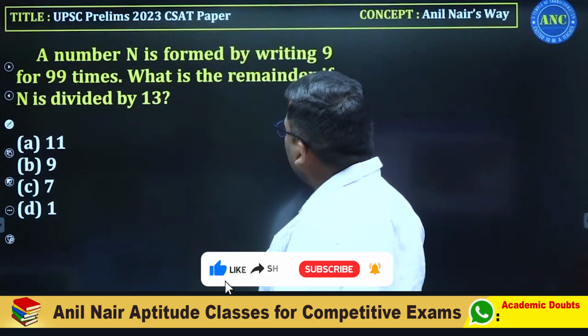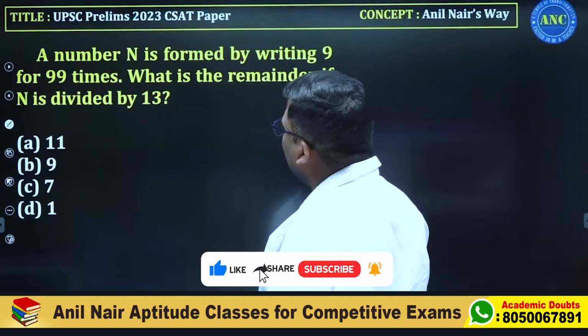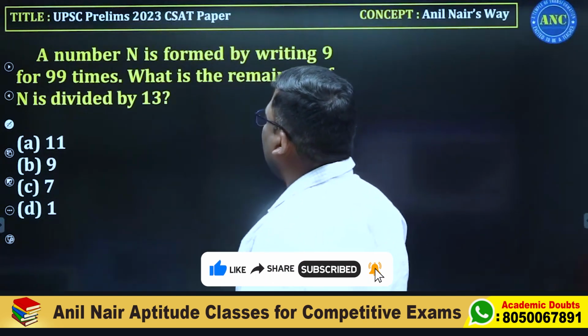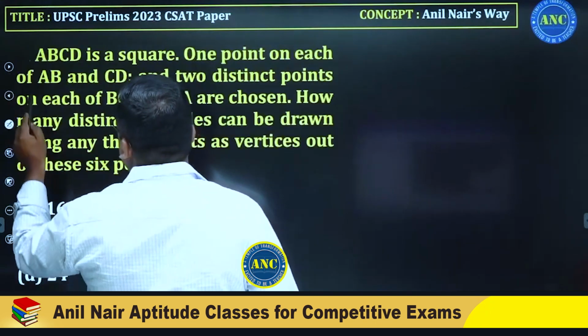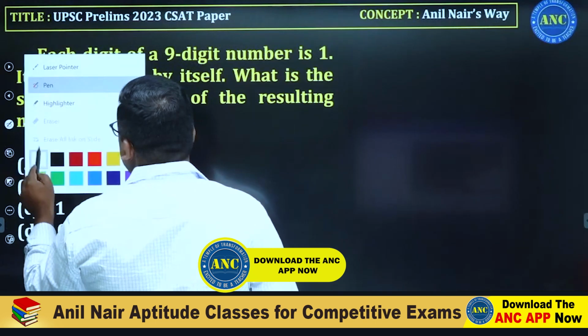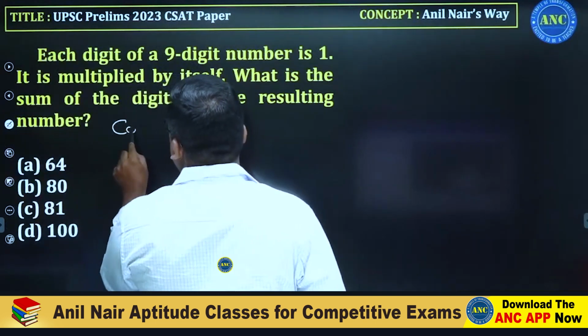A number n is formed by writing 9 for 99 times. What is the remainder when the number is divided by 13? Concept.